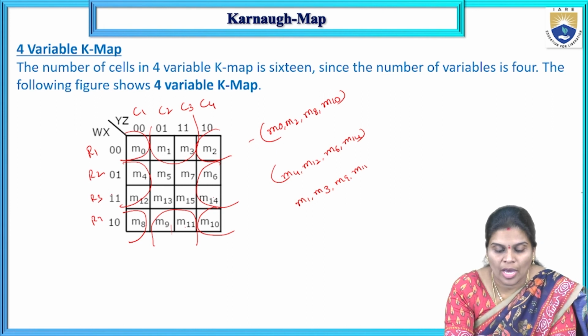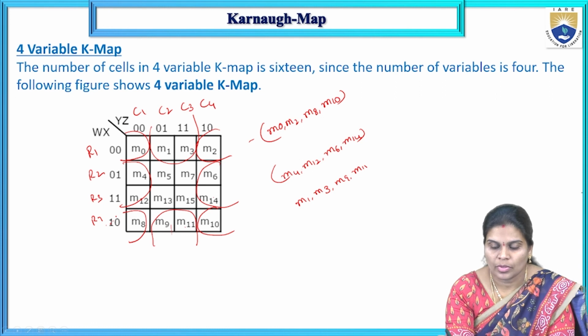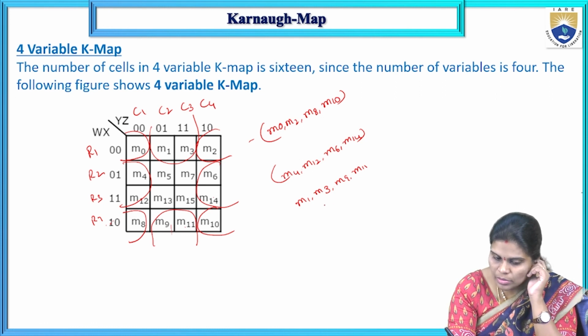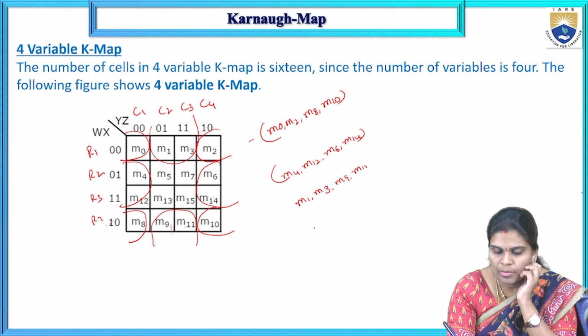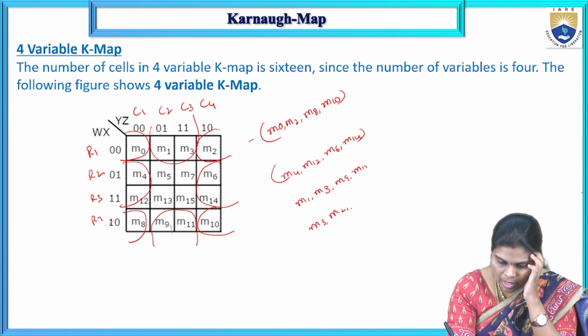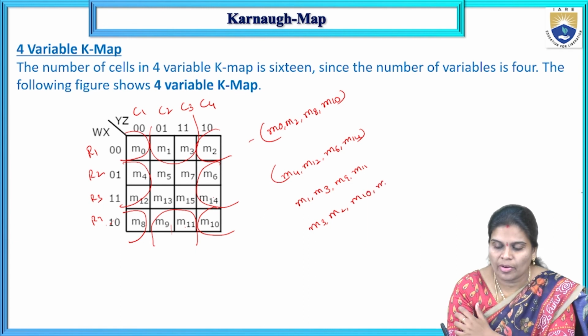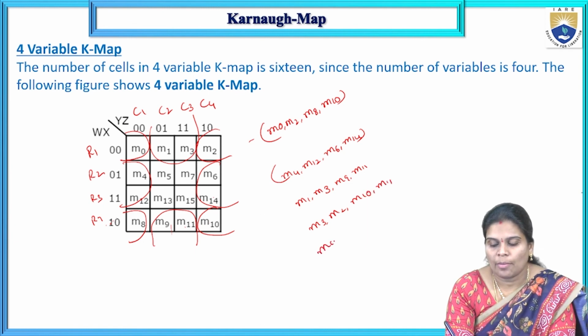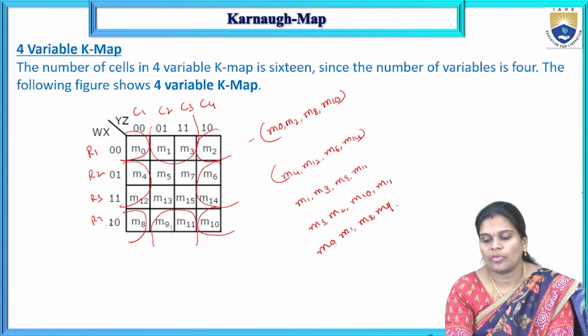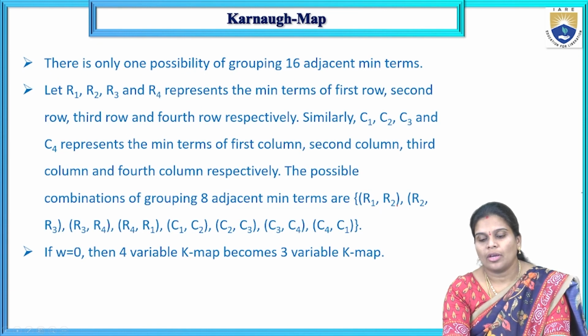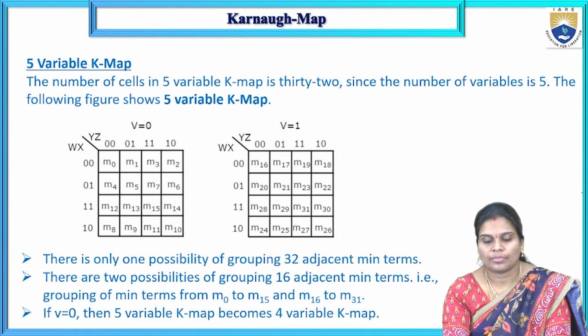Either from the R1 and R4 also one group. Okay. Similarly, M3, M2 and M10, M11 also one group. M0, M1, M8, M9 also another group. So we can form these different groups.